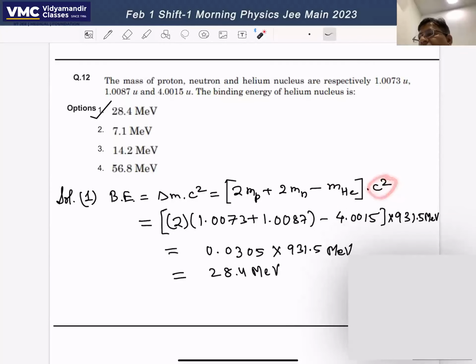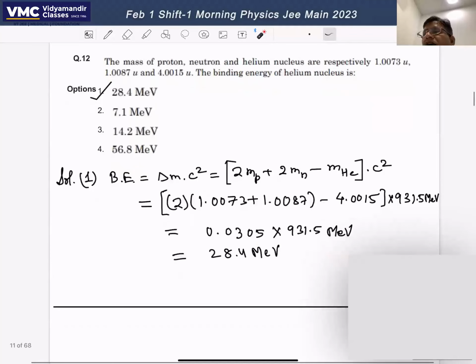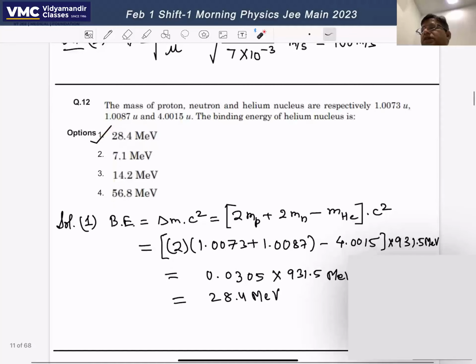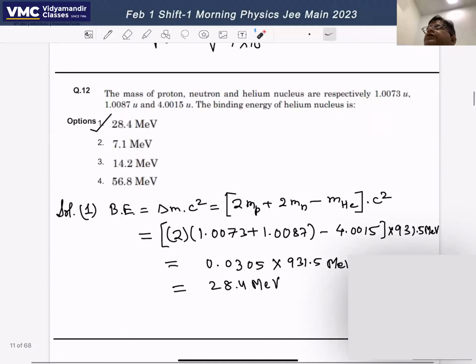If we replace c square in energy terms, we have to write mega electron volt. So it is multiplied with 931.5 MeV, because we know that 1 u into c square is 931.5 MeV. So from this relation, the mass difference comes out 0.0305 u multiplied by 931.5 MeV. So that will give 28.4 MeV. So the first option is correct. Question number 12, first option is correct.